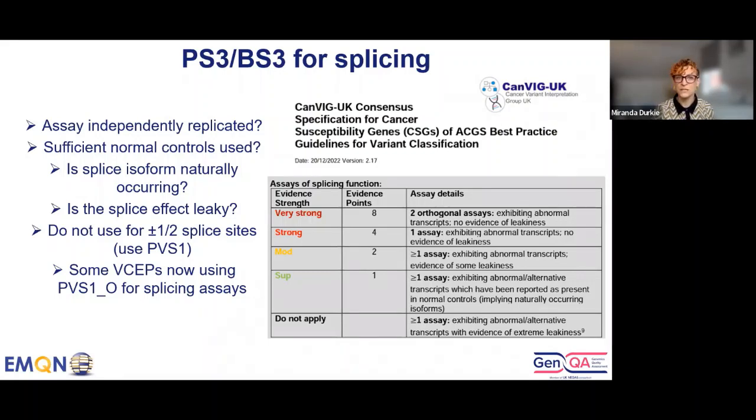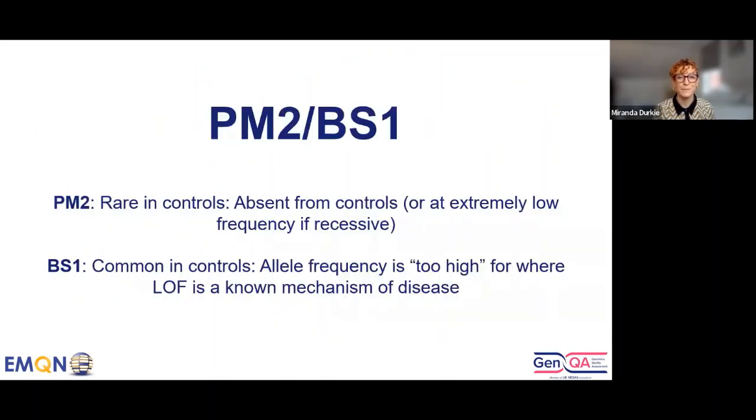A reminder that you don't use this code if it's a canonical splice site. You use PVS1 in those cases. And because a lot of the RNA studies often confirm the predictions that the resulting transcript is out of frame and therefore would be degraded and be a null allele, some VSEPs are now using PVS1_O, for observed, for splicing assays. In the CAMVIG guidelines, we've decided to stick with the PS3, but we have actually increased the strengths. You can use PS3 up to very strong if you've got 2 orthogonal assays showing loss, out of frame transcript and no evidence of leakiness. Next slide, please. And I'm now handing back to Trudi.